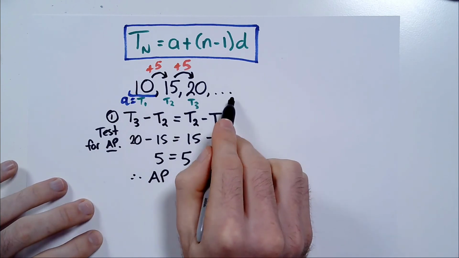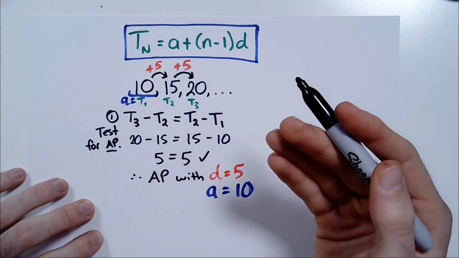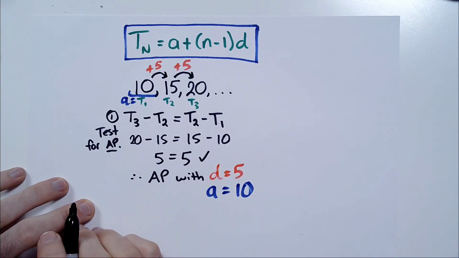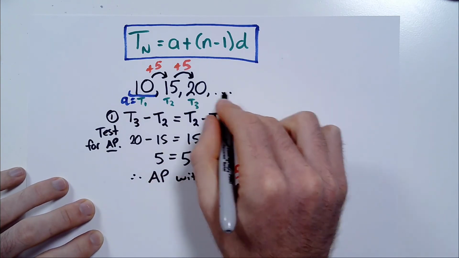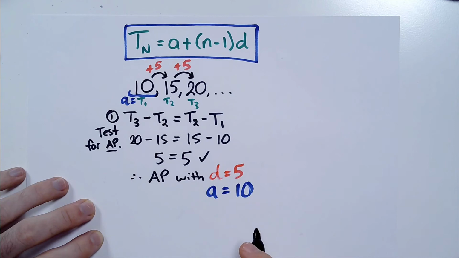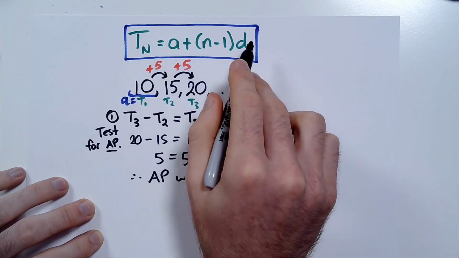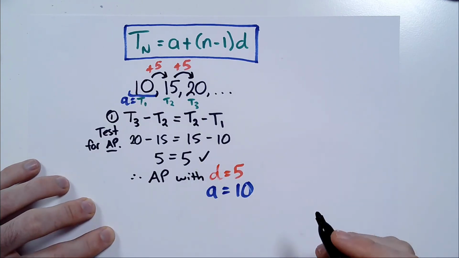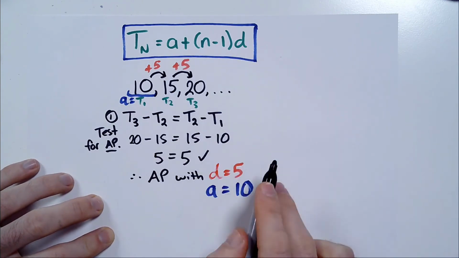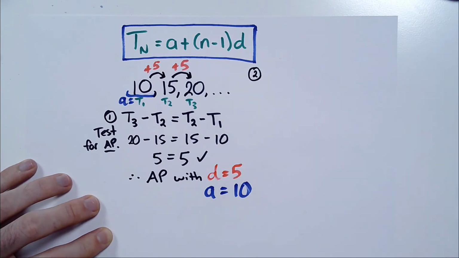Clearly this goes forever: 10, 15, 20, 25, 30, 35, 40. What if I wanted you to find the 100th term in this progression? Are you really going to want to write out 100 numbers in a row to find out that 100th term? Probably not. So as long as you can prove you have an AP, we have a neat formula that you can use to get to any particular term straight away. What I'm now going to show you is where this formula comes from, and then we'll apply it to an example. So this is the second element of this video.